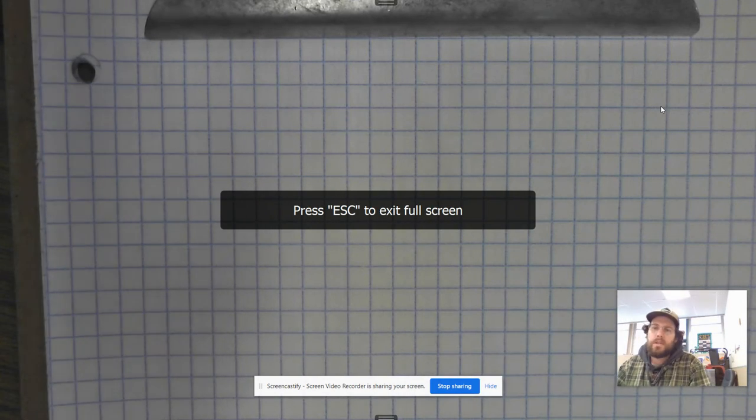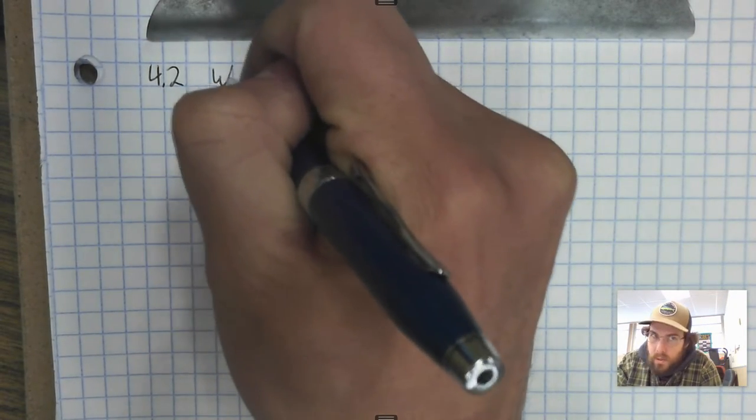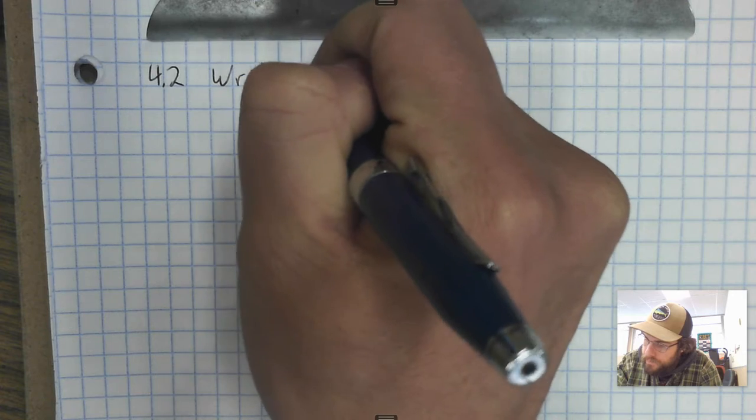Good morning, algebra students. Today we're doing 4.2, writing equations in point slope form.